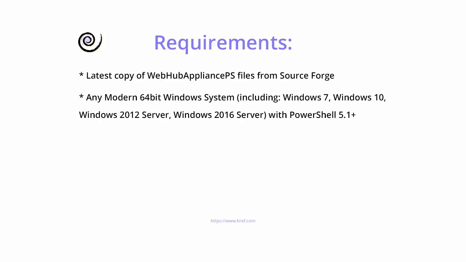The appliance requirements are the latest copy of WebHub Appliance PS files from SourceForge, any modern 64-bit system like the ones listed here. The target server can be made of bare metal, a cloud server on Amazon or Azure, or a virtual machine made from VMware or VirtualBox. As long as your machine boots Windows 64-bit, you can install PowerShell 5.1 or greater and use this approach.